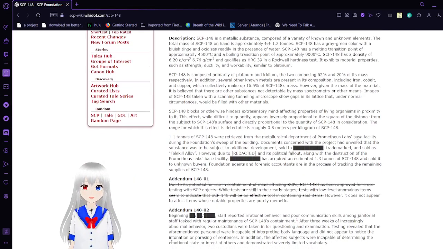Description: SCP-148 is a metallic substance composed of a variety of known and unknown elements. The total mass of SCP-148 on hand is approximately 1.2 tons. SCP-148 has a gray-green color with a bluish tinge, and oxidizes readily in the presence of water. SCP-148 has a melting transition point of approximately 4500 degrees Celsius and a boiling transition point of approximately 9000 degrees Celsius.